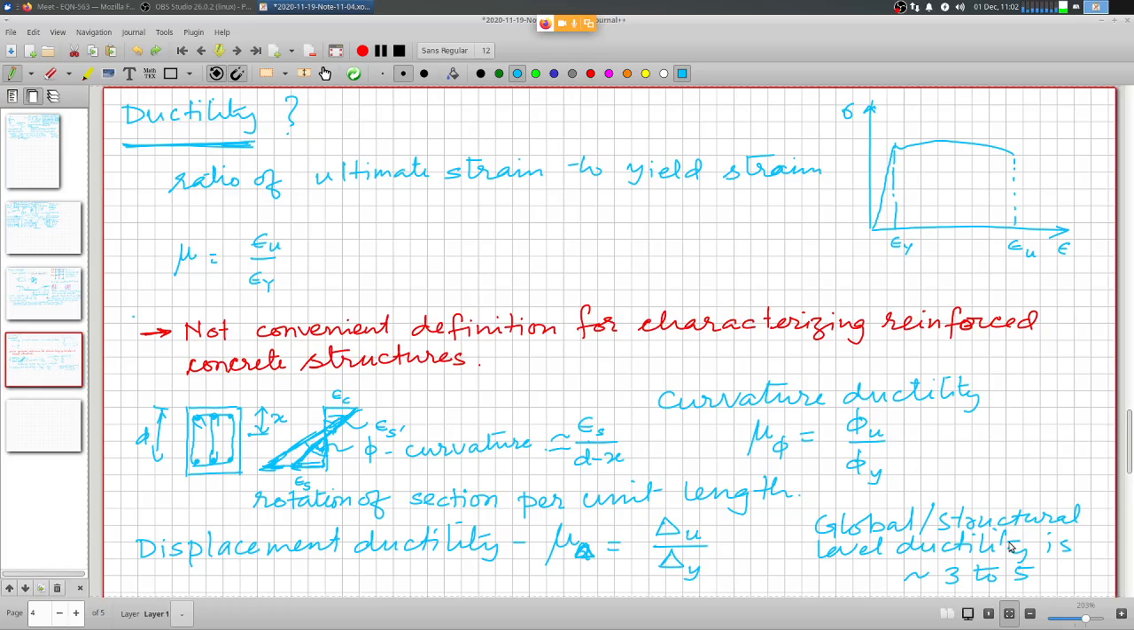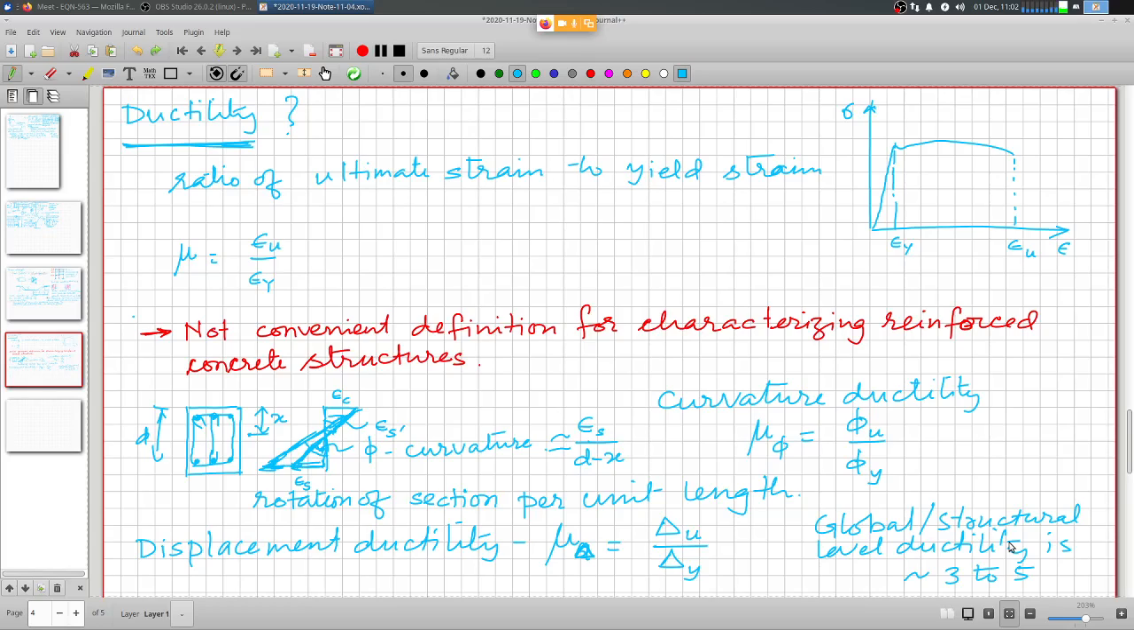That is to make a distinction: when we look at the structural performance, we are looking at the complete structural performance as an integrated entity. We are not looking at deformations only at one section or in one element. It is the total deformation of the system which is of interest, and in that context the ductility level is much smaller than individual section level ductility.